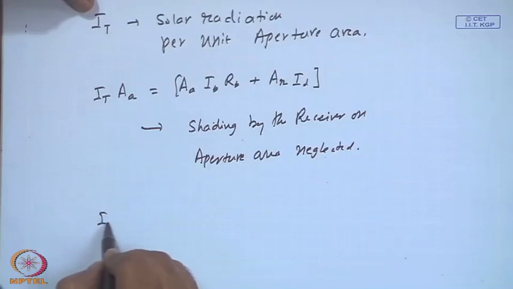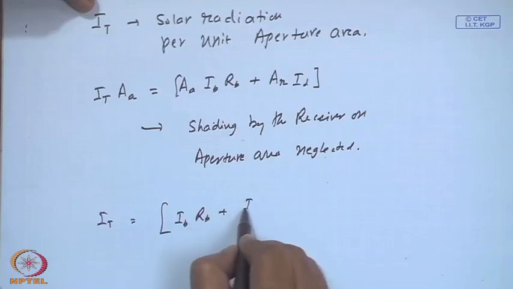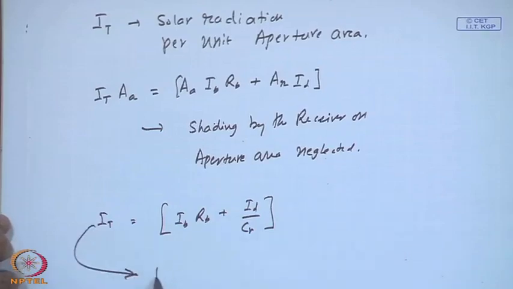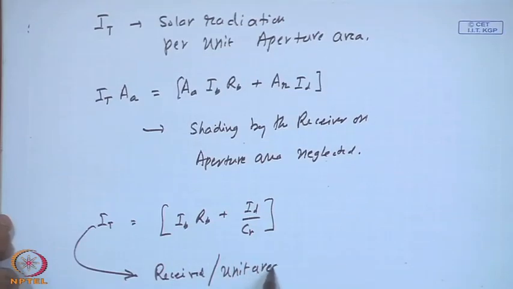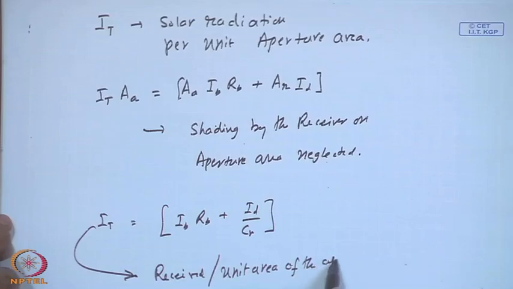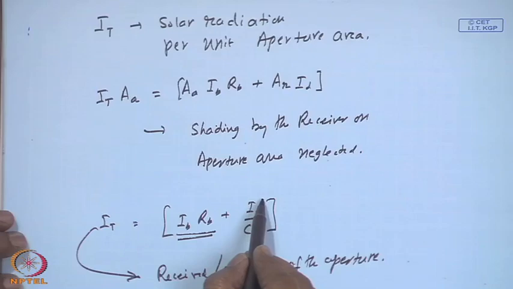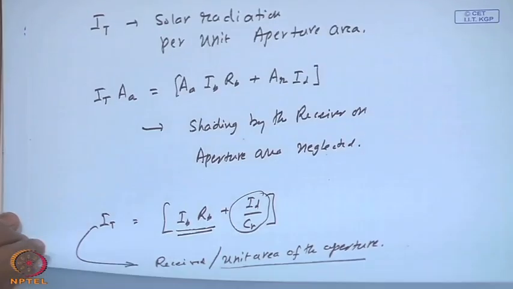So, consequently, I T should be equal to I B R B plus I D upon C R. That is what is received per unit area of the aperture. Okay. So, it receives I B R B, that is straightforward, but a fraction of the diffuse radiation that is directly collected by the receiver should be included in order to estimate I T. Only thing is, we are basing it on unit area of the aperture.